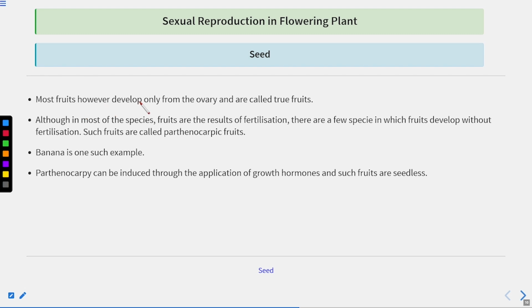Now most fruits, however, develop only from the ovary and are known as the true fruits. The fruits can be false fruits or true fruits. True fruits develop from the ovary only. Although in most of the species, fruits are the result of the fertilization. Okay, so fruits are formed after the fertilization. So after fertilization, the ovary matures into the fruit. But in some species, what happens? The fruits may develop without the fertilization, and this phenomenon is known as parthenocarpy, and this leads to the development of parthenocarpic fruit.